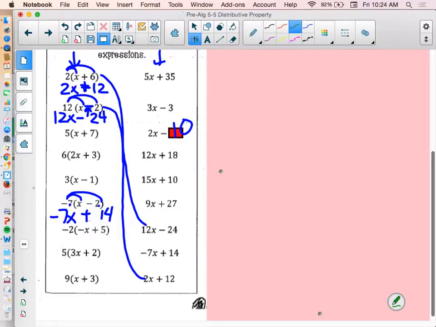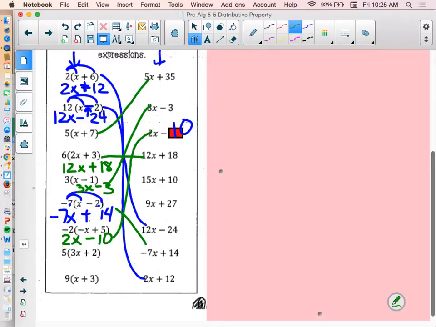Okay, so you're back. Hopefully you did this. You should have gotten 5x plus 35 for that one. You should have gotten 12x plus 18 for this one. You should have gotten 3x minus 3. This one we already wrote, but you just had to connect it. This one was a little tricky, but it's positive 2x minus 10. So that's the one that had the wrong constant. And this 15x plus 10 should be right here. And lastly, 9x plus 27, which is right here.